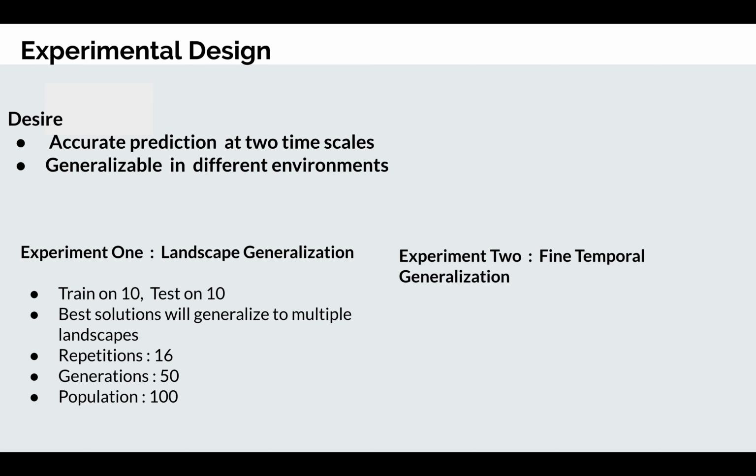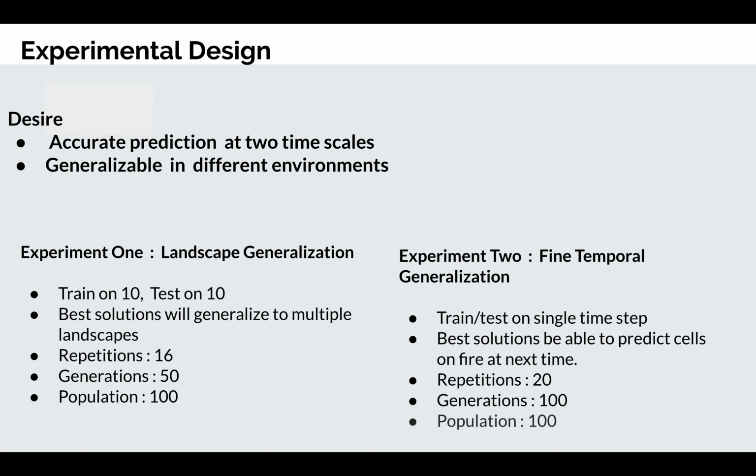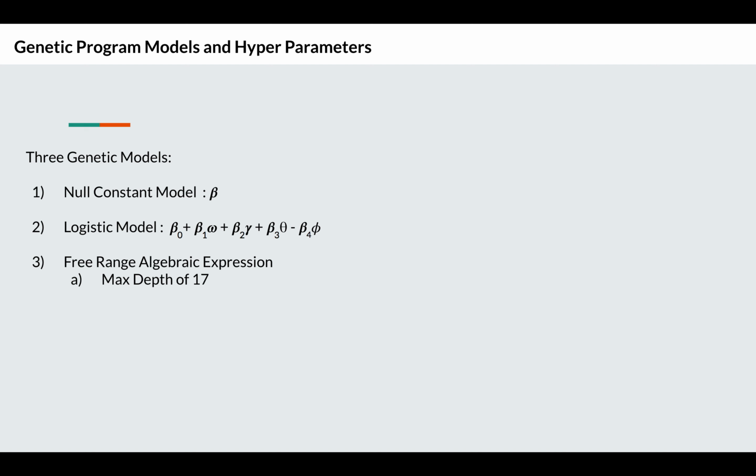For the second experiment, in which we're looking at a finer temporal resolution, we're going to train and test across a single time step. So these individuals are going to ideally be really good at predicting how the fire spreads at the next time step, as opposed to how the fire spreads from the first to the last, with the hope that the best solutions are able to predict cells on fire just at the next time step. We're going to repeat this process 20 times with 100 generations and a population of size 100.